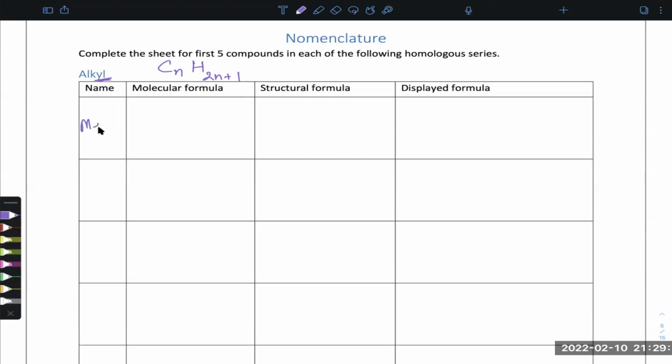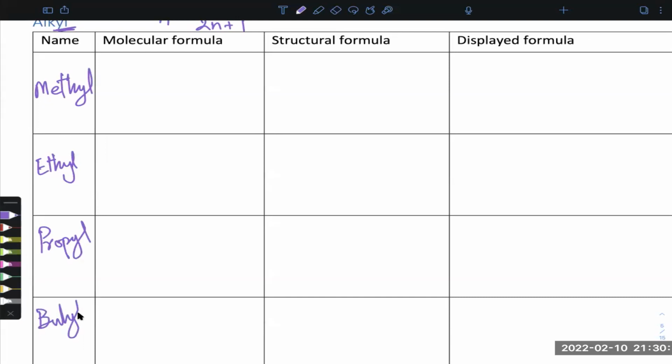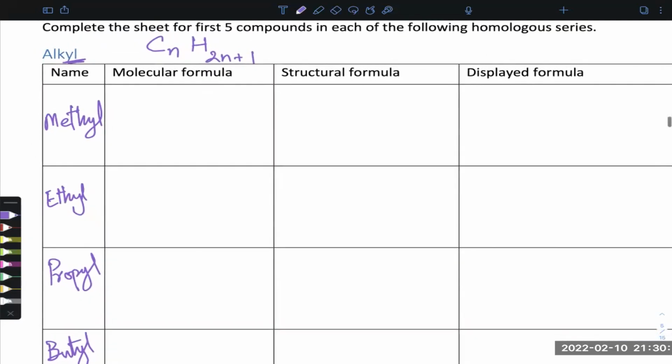So methyl. And second one will be ethyl. Third one? Propyl. Very good. Butyl. Good. Then pentyl. A molecular formula is basically you plug in the number.